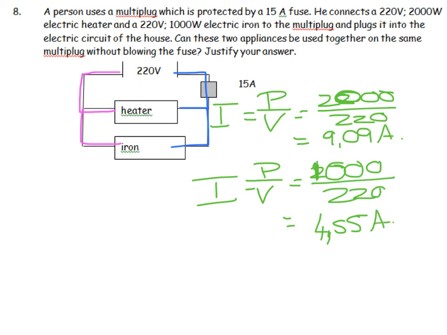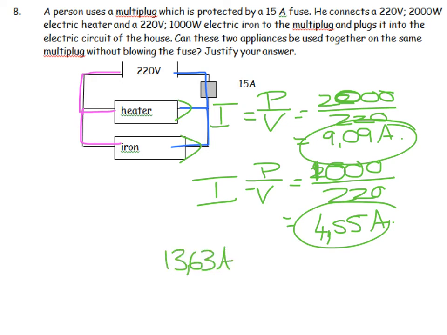And I land up with 4.55 amps. When I add these two together, so 9.09 is coming from the top branch, 4.55 is coming from the bottom branch, and if I add those two together, I land up with 13.63 amps on the main branch. 15 amps is greater than that, so that fuse will not blow and everything will be fine.